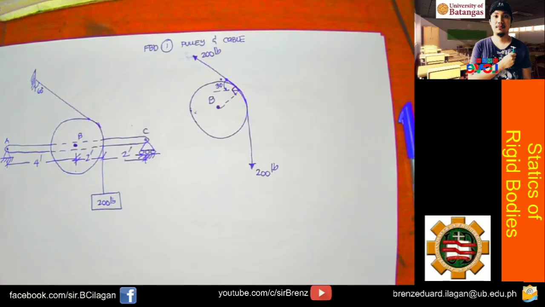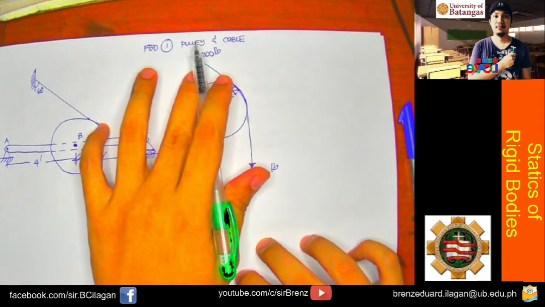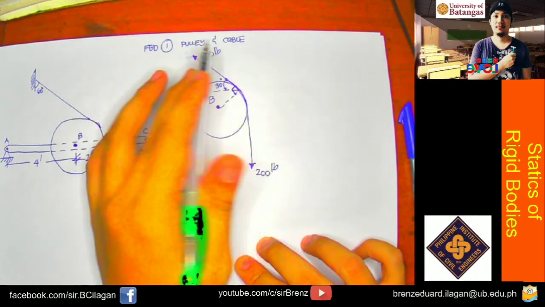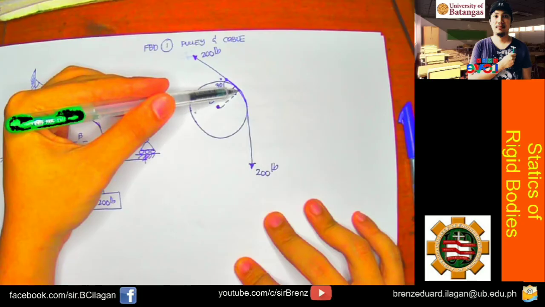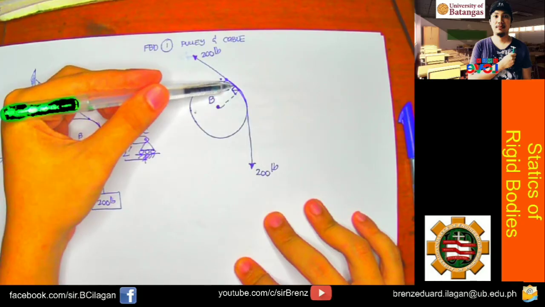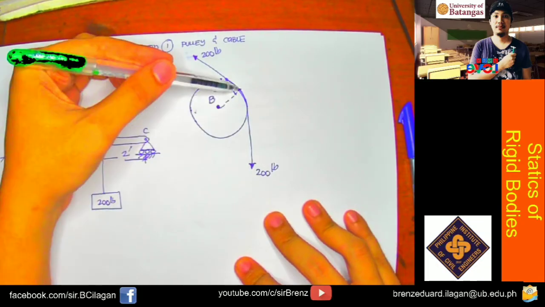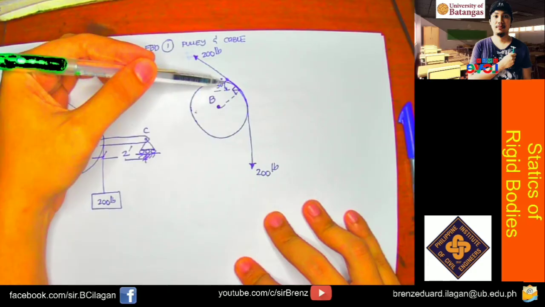Okay guys, so tapos ko na i-drawing yung free body diagram 1. So, this is for the pulley and the cable. So, ganito yung magiging itsura niya. At this point, naging perpendicular siya with respect dito, so makaka-form siya ng 90 degrees. And when you draw a horizontal line, this angle will be equals to 30 degrees.